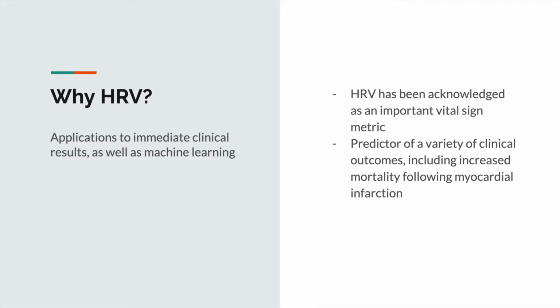Heart rate variability has been shown to be an important predictor in deterioration in cardiac patients. Modified HRV has been associated with a range of clinical outcomes, including increased mortality following myocardial infarction. It has been shown to be a significant feature for machine learning models in classifying or predicting dangerous heart abnormalities.